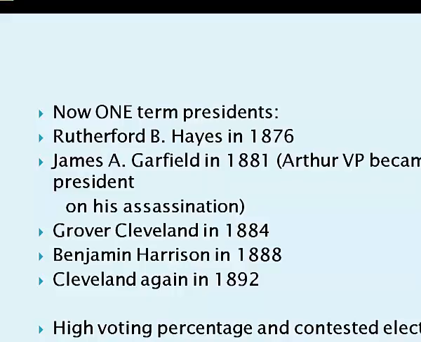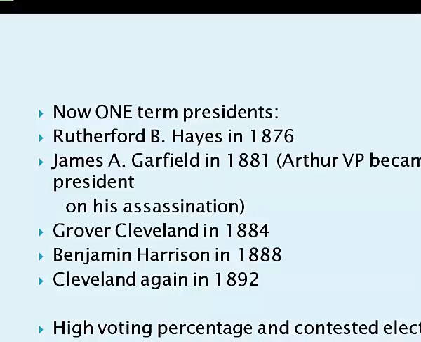Only briefly did either party control both the Congress and the White House, and we began a time of one-term presidents. You had Rutherford B. Hayes in 1876, James Garfield, who was assassinated, and his vice president took over that same year, Grover Cleveland in 1884, Benjamin Harrison in 1888, and Cleveland was elected again in 1892, and he's the only president that served 2 terms but not consecutive terms.